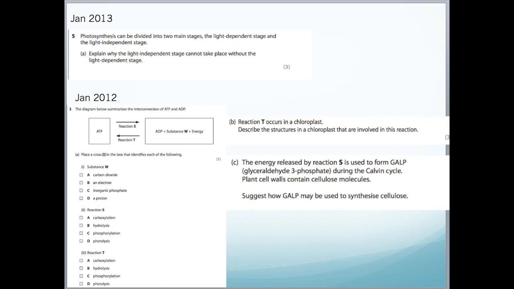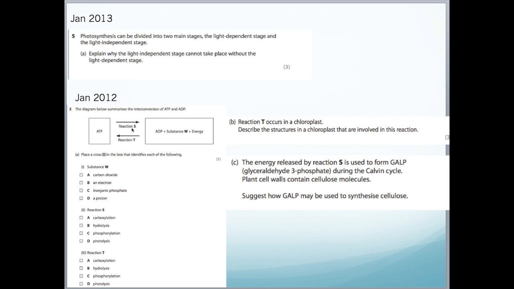And another question from January 2012. Place a cross in the box that identifies each of the following. So substance W, which is here. So we're asked to say, could it be carbon dioxide, an electron, an inorganic phosphate, or a proton? So it definitely cannot be B or D. So it can either be carbon dioxide or inorganic phosphate. Well, in this case, it's inorganic phosphate.